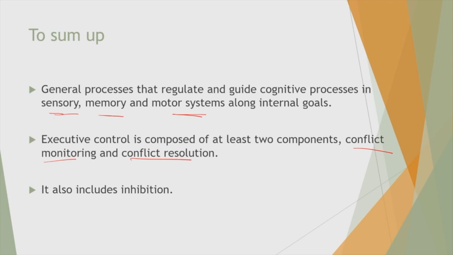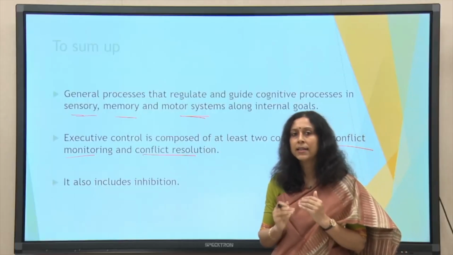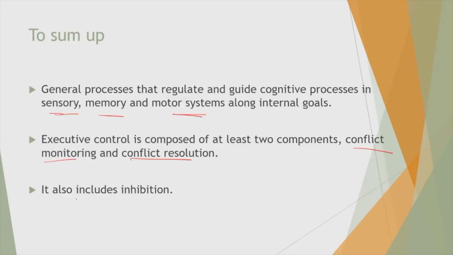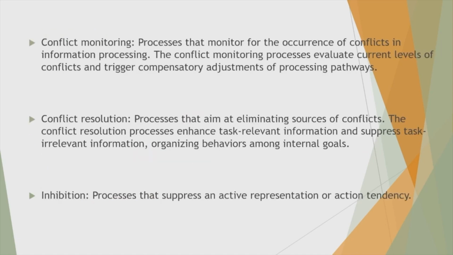So, first you have to identify there is a conflict, there is an interference, you monitor, and then there is a resolution aspect of the same conflict, and then it also includes inhibition. So, not only do you have to take action on one particular aspect, you also have to stop your action on another aspect of the same scenario. Hence, you need inhibition. So, let us get into a slight detail about conflict monitoring. Conflict monitoring refers to the processes that monitor the occurrence of conflicts in information processing. Now, this information processing can be of any domain. It can be either language related or any other sensory motor kind of information processing.